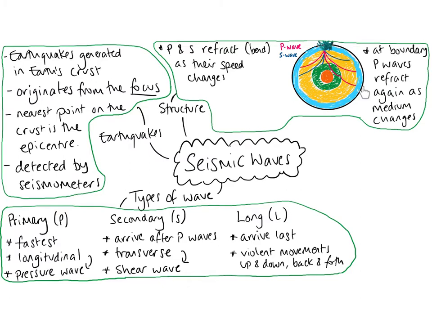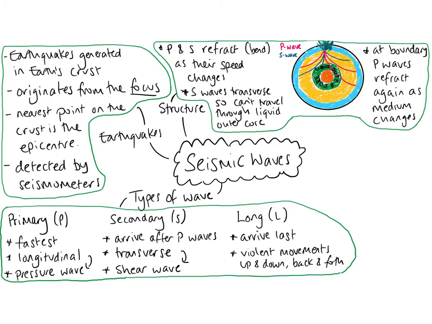What we can also detect again by seismometers is that the P waves, when they hit a part of the Earth, the outer core, they refract again because it's a different medium, and then they pass through, and as they leave they refract again and then can be measured by another seismometer. So at different boundaries, the P wave refracts.